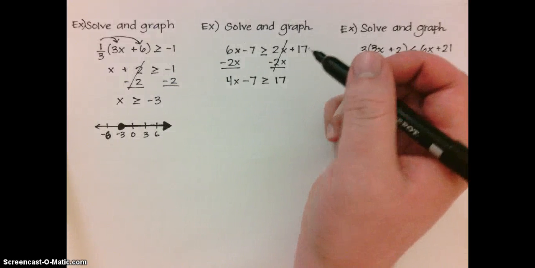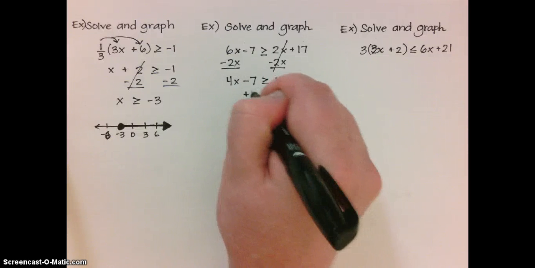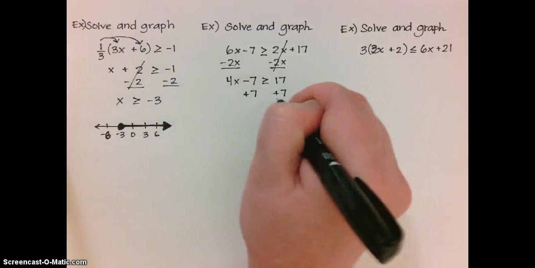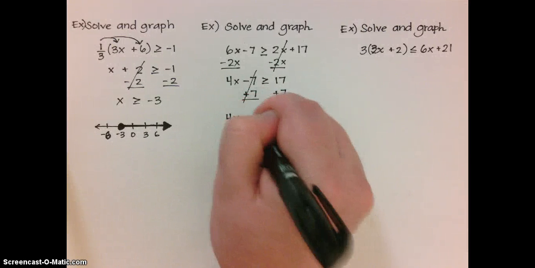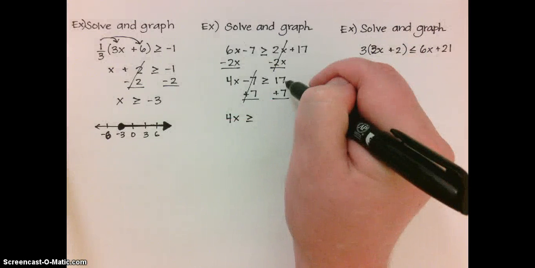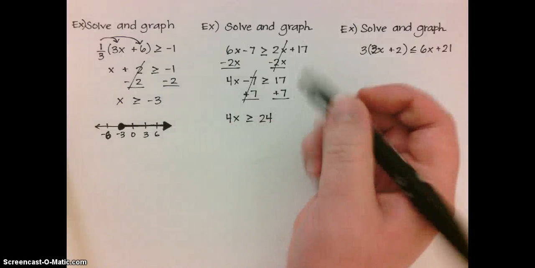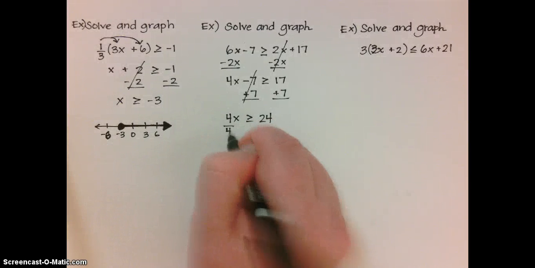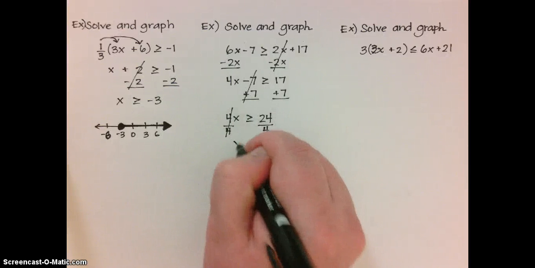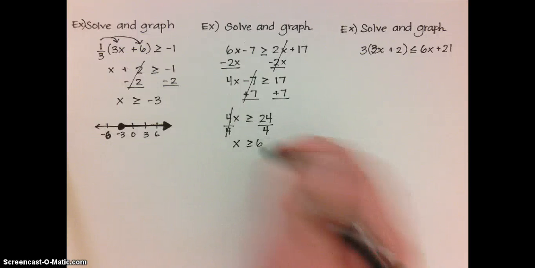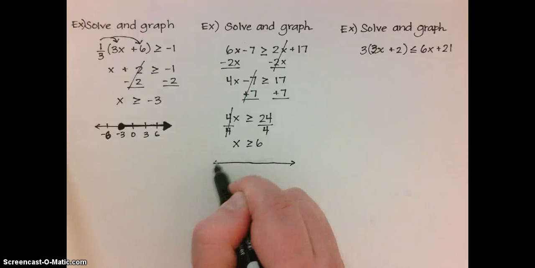And now this looks like the problem that I just have been doing. So I'm going to add 7 on both sides because now I want to move my numbers away from the variable. And I'm left with 4x is greater than or equal to 17 plus 7 is 24. So for my final step, I can divide both sides by 4 because I want to get x by itself. 4's cancel each other out, and I have x is greater than or equal to positive 6. So I'm going to draw my number line.